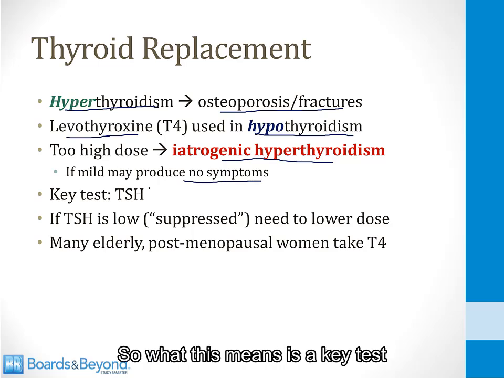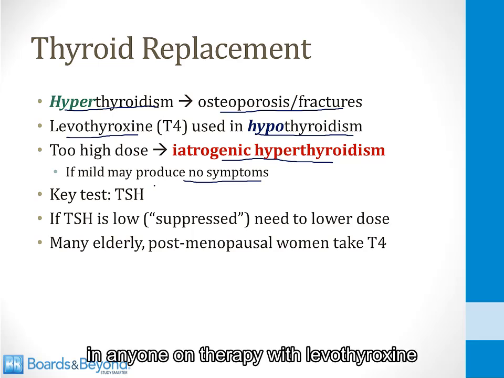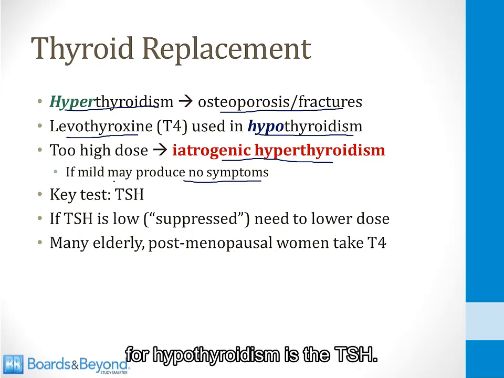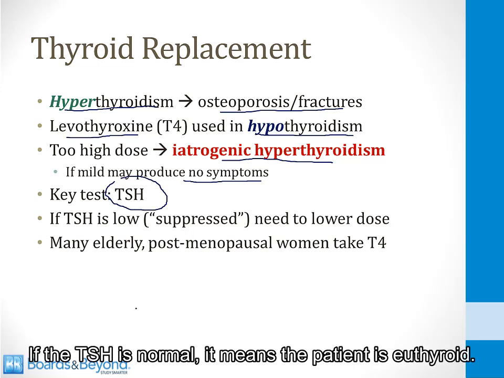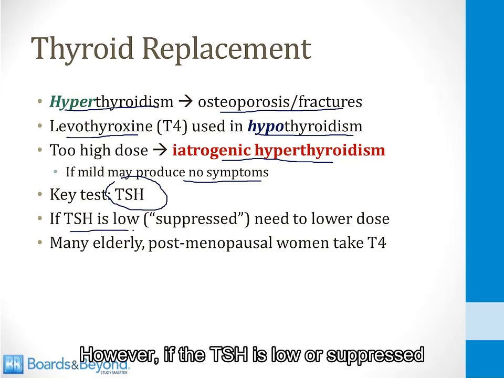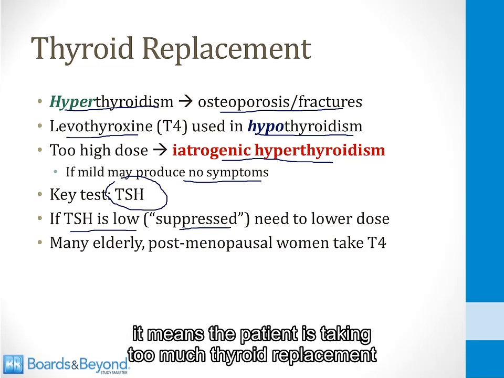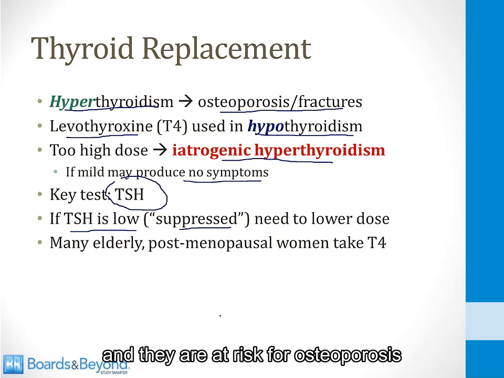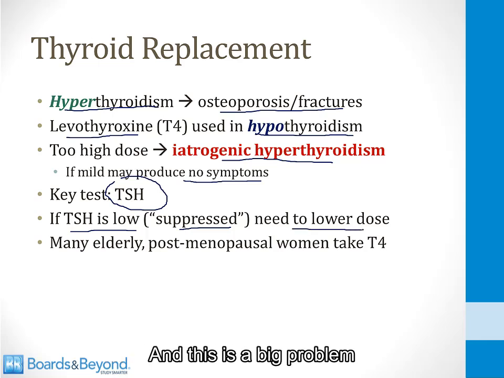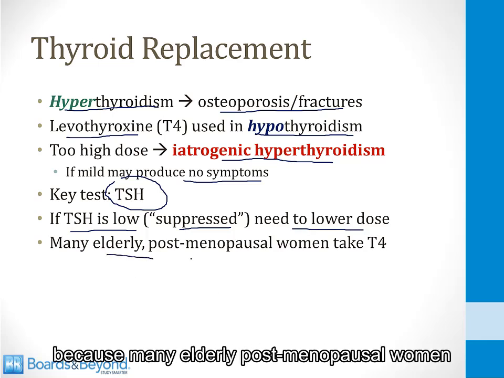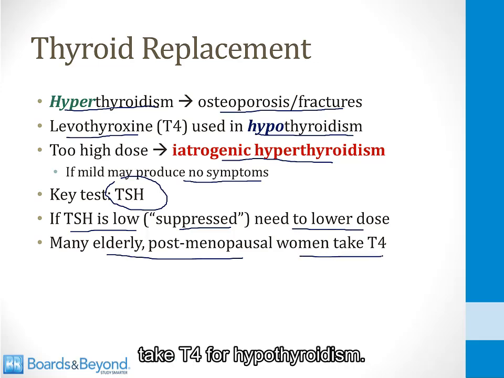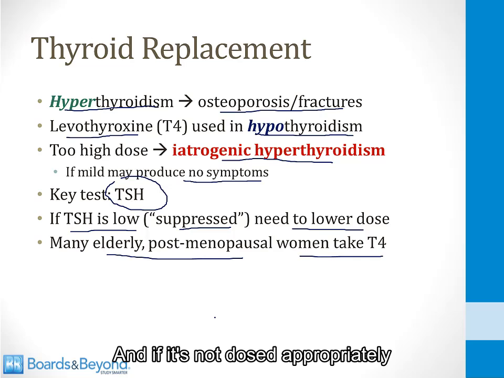So what this means is a key test in anyone on therapy with levothyroxine for hypothyroidism is the TSH. If the TSH is normal, it means the patient is euthyroid. However, if the TSH is low or suppressed, it means the patient is taking too much thyroid replacement, and they are at risk for osteoporosis, and you need to lower the dose. And this is a big problem because many elderly postmenopausal women take T4 for hypothyroidism, and if it's not dosed appropriately, it will accelerate bone loss.